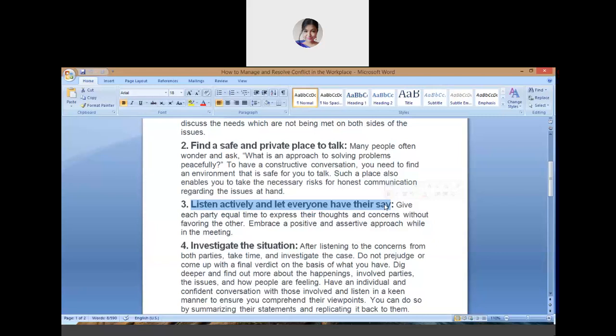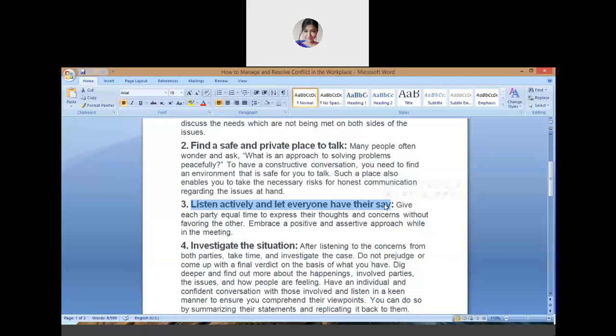You have to give them equal opportunity and listen to each and every one, and in that way you would be able to resolve the conflict without being partial to anyone, okay, without being partial. So you should not be partial, you should not pick your favorites.